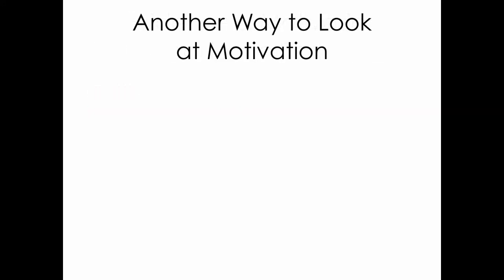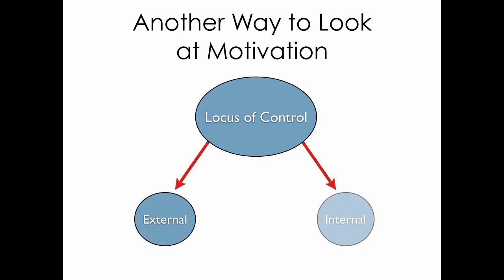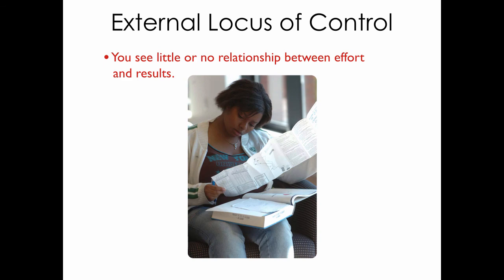Another way to look at the whole concept of motivation is to examine who controls the influences on you. This is known as the concept of locus of control. Where is your locus of control? Is it external or internal? If you have an external locus of control, this is the extent to which you need others to motivate you. You see little or no relationship between effort and results.